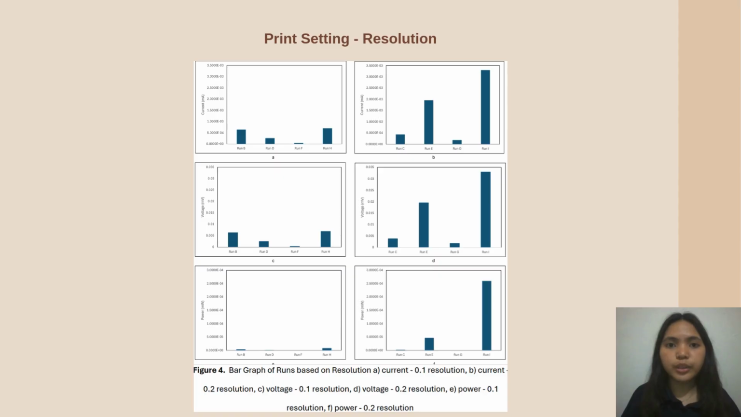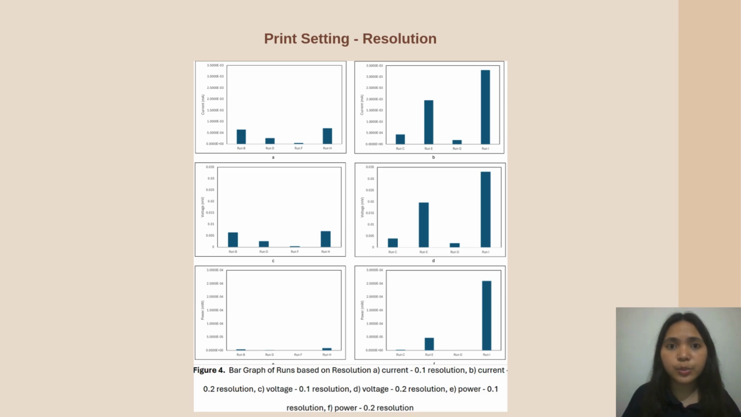Statistical analysis showed that the difference in resolution, 0.1 mm versus 0.2 mm, had a minimal effect on ionic transport and separator performance in microbial fuel cells. However, surface roughness influenced by resolution apparently impacted MFC efficiency.